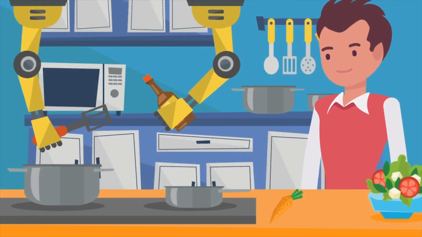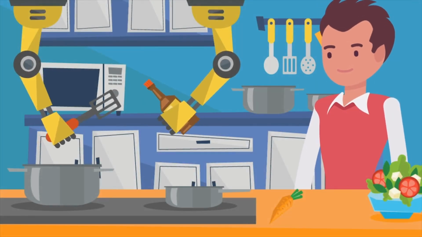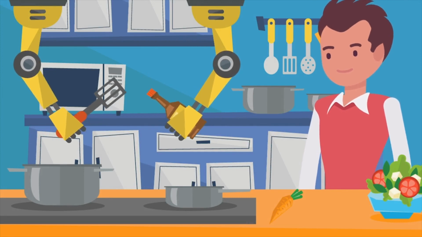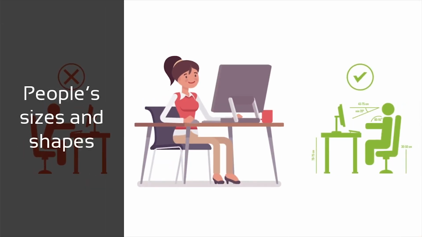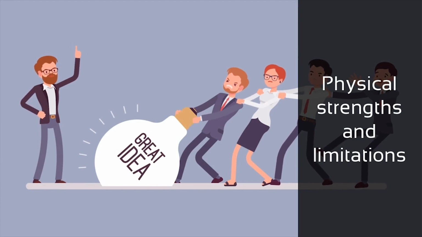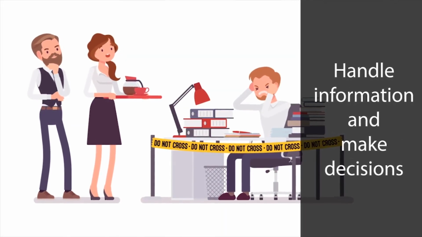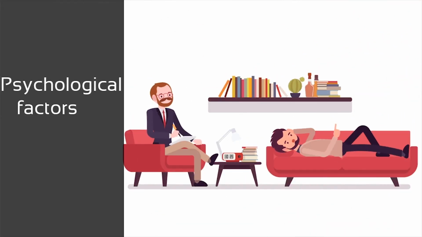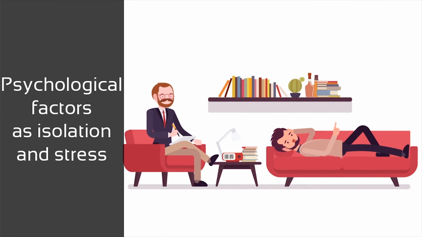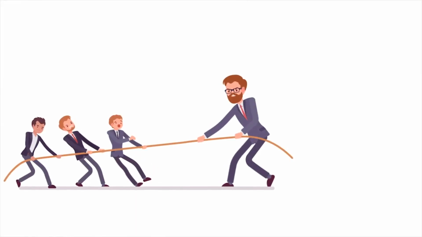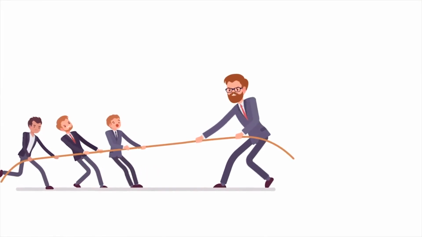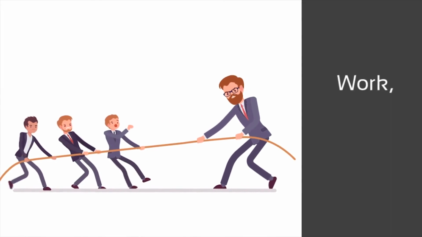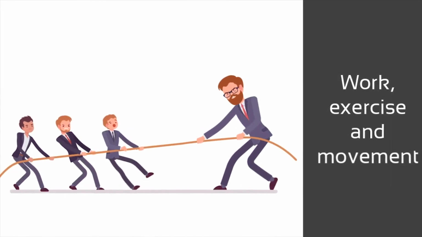The principles of ergonomics are geared towards adapting the design and engineering of products and workplaces to people's sizes and shapes, physical strengths and limitations, biological needs, ability to handle information and make decisions, as well as their capacities for dealing with such psychological factors as isolation and stress. The primary purpose of the applied science of ergonomics is to study the economic impact of work, exercise, and movement.